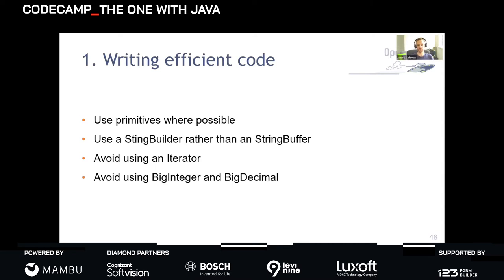Avoid using iterators. Every time we run code that uses an iterator, a new instance of an iterator is created, and that's going to consume memory. So try to avoid using iterators where possible. And for example, try to avoid using things like BigInteger and BigDecimal. Now, they're very accurate, don't get me wrong, but if we don't need that accuracy, there's no point because it'll just slow down our calculations dramatically in our JVM.